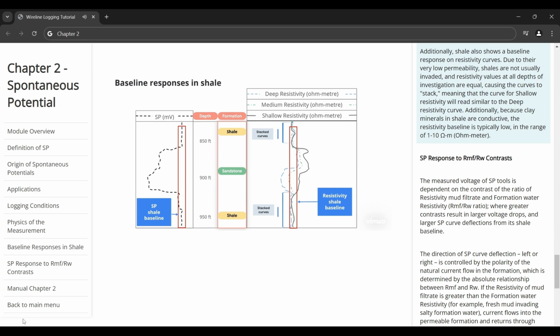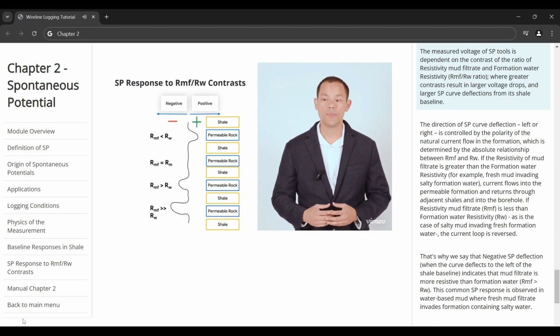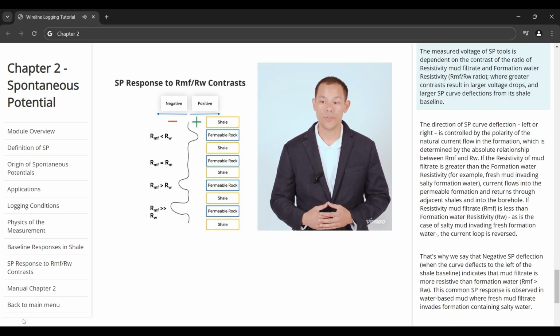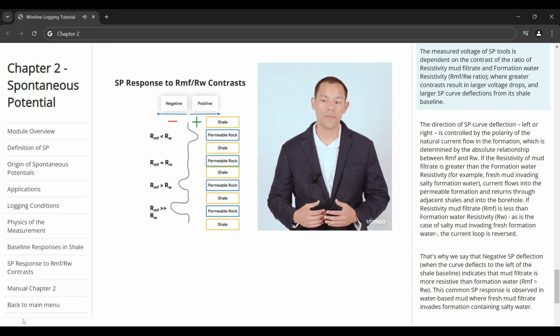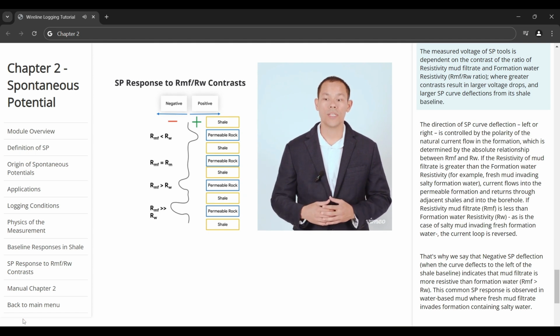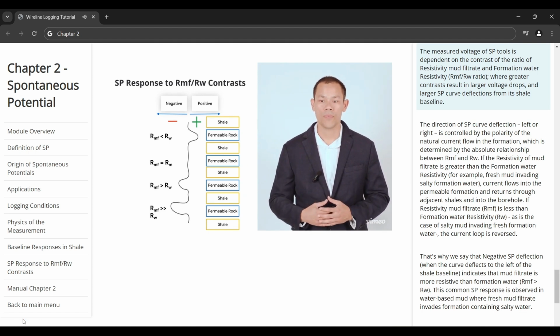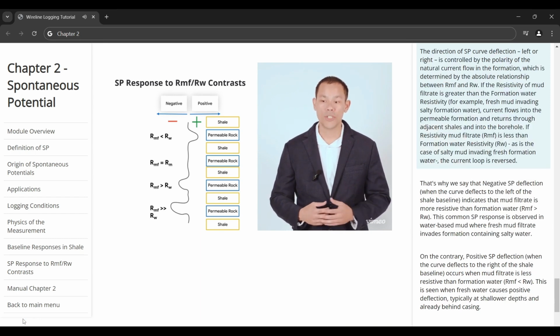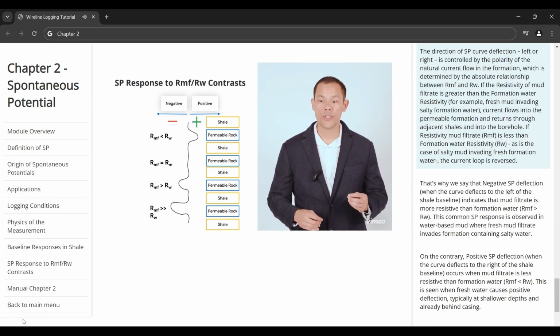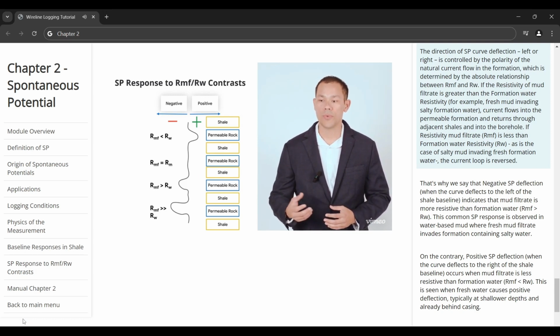The measured voltage of the SP tool is dependent on the contrast ratio of resistivity of mud filtrate and formation water resistivity, where greater contrast results in larger voltage drop and larger SP curve deflection from its shale baseline. The direction of the SP curve deflection, left or right, is controlled by the polarity of the natural current flow in the formation, which is determined by the relationship between RMF and RW.